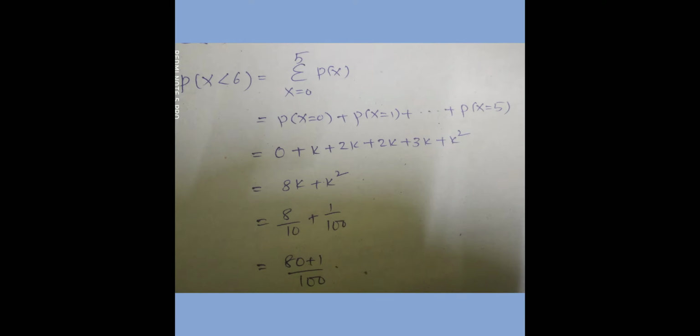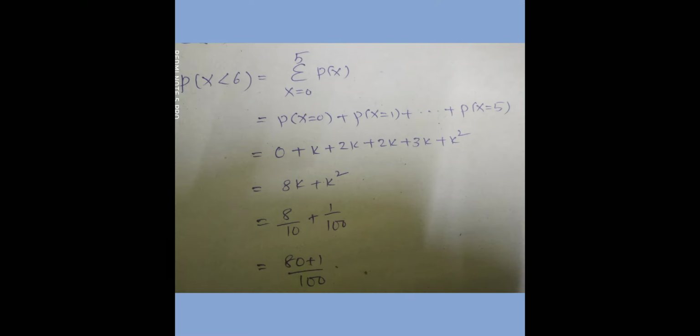After we find the value, we have to calculate the probability of x less than 6. That means we have to take the probability of x equals 0, 1, 2, 3 up to 5. So we write down the probability values: 0 plus k plus 2k plus 2k plus 3k plus k square. Then we substitute the k value, and we get 81 by 100. And again we can find the probability of x greater than or equal to 6.